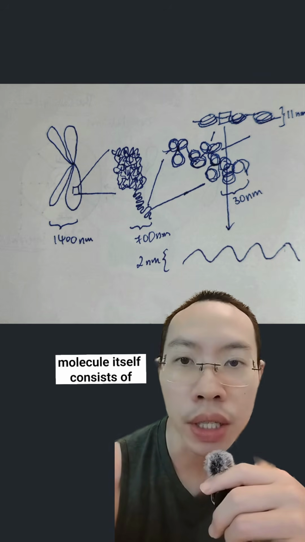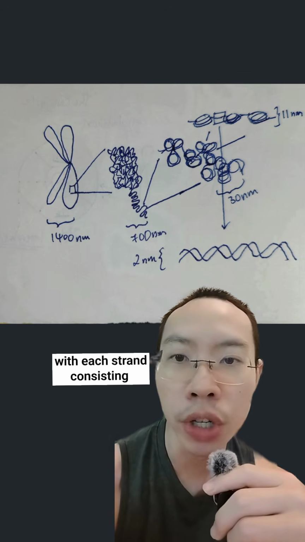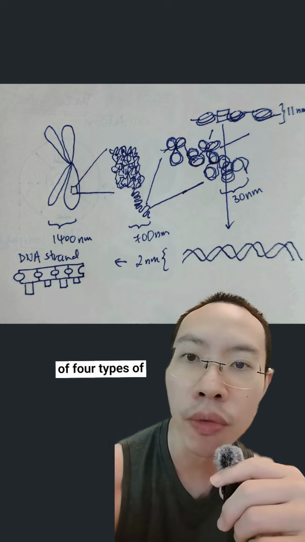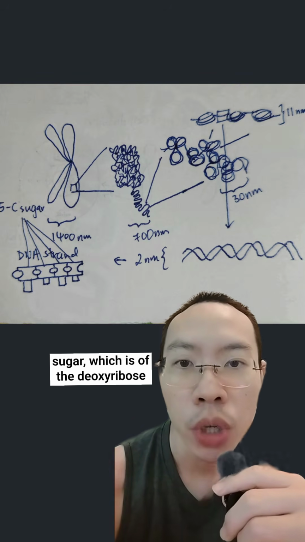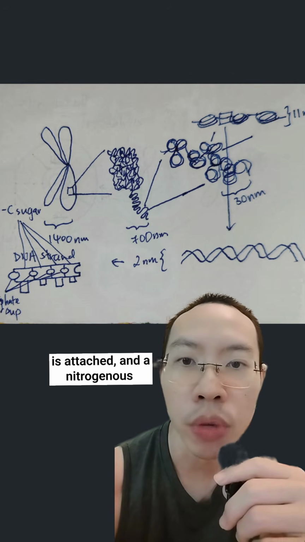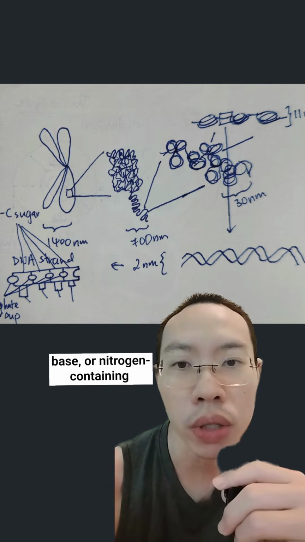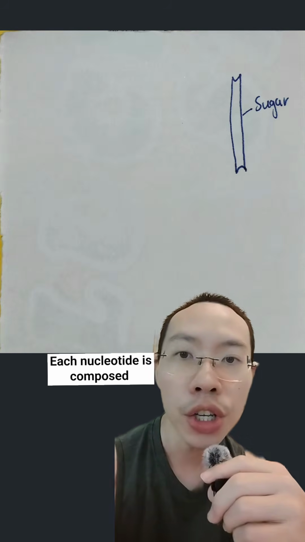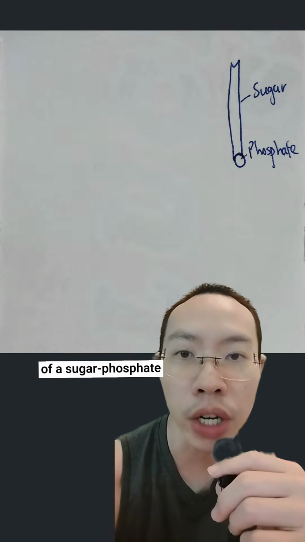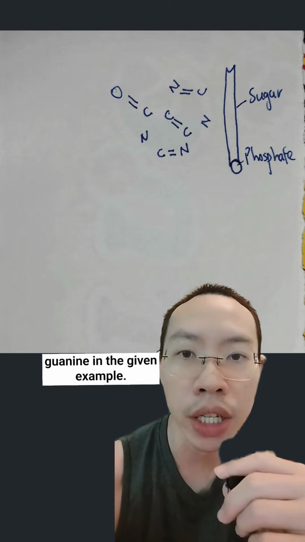Each DNA molecule itself consists of two complementary chains of polynucleotides, with each strand consisting of 4 types of nucleotide subunits. They each consist of a 5-carbon sugar, of the deoxyribose type, to which a phosphate group is attached, and a nitrogenous base, or nitrogen-containing base, which can be adenine, guanine, thymine, or cytosine. Each nucleotide is composed of a sugar phosphate covalently linked to a base, guanine in the given example.